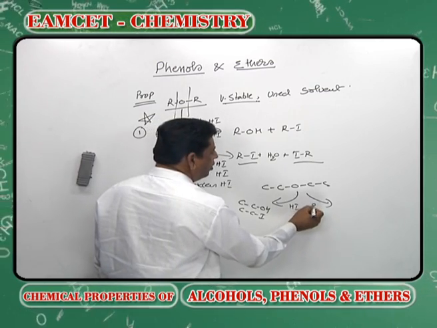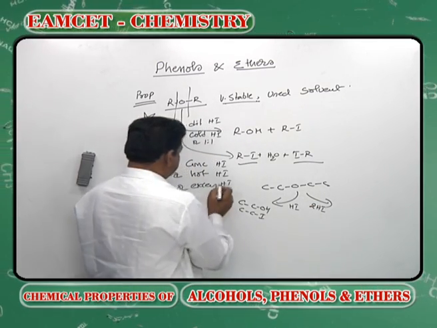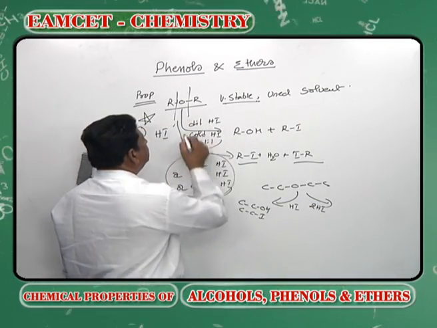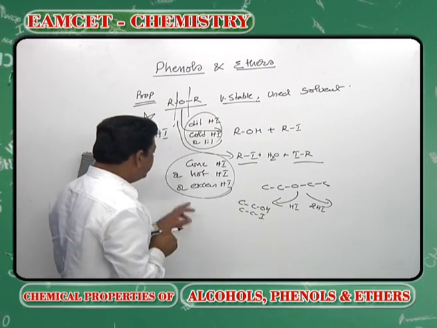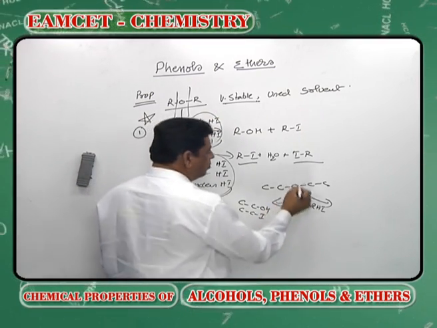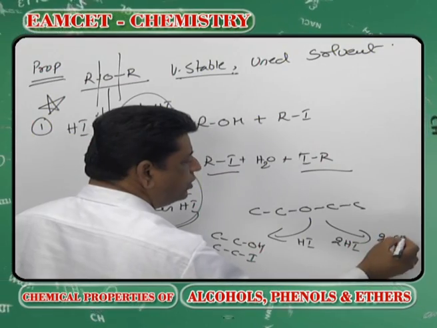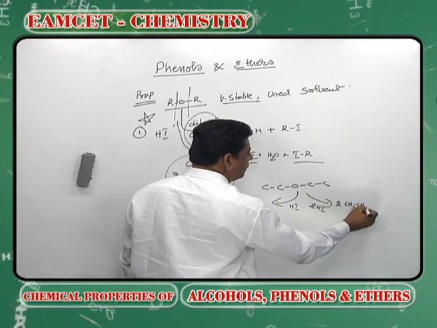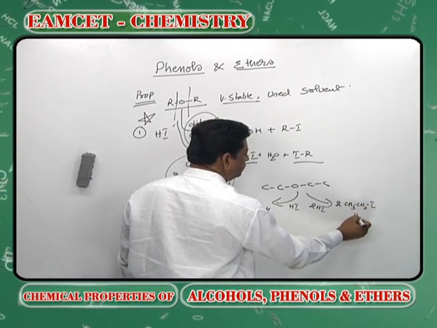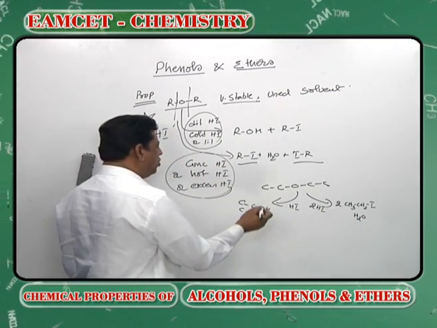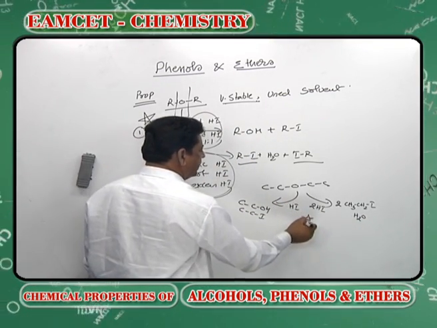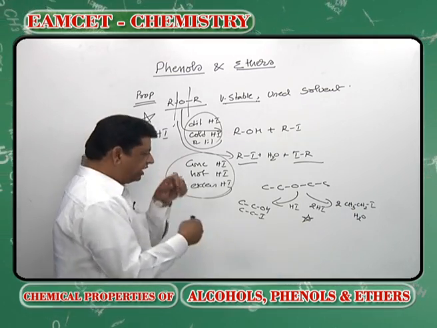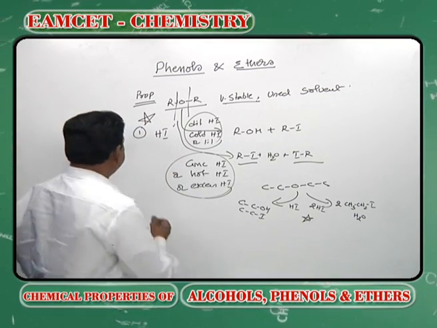Diethyl ether with 1 HI, if I add, you will get the alcohol, ethanol, and ethyl iodide is formed. Right? If 2 moles of HI are added, that is the excess condition, this is an insufficient condition. In excess condition, if you impose, both sides break, you will get 2 moles of ethyl iodide and water. Right? So many times this question is asked, what happens with 1 mole, what happens with 2 moles.